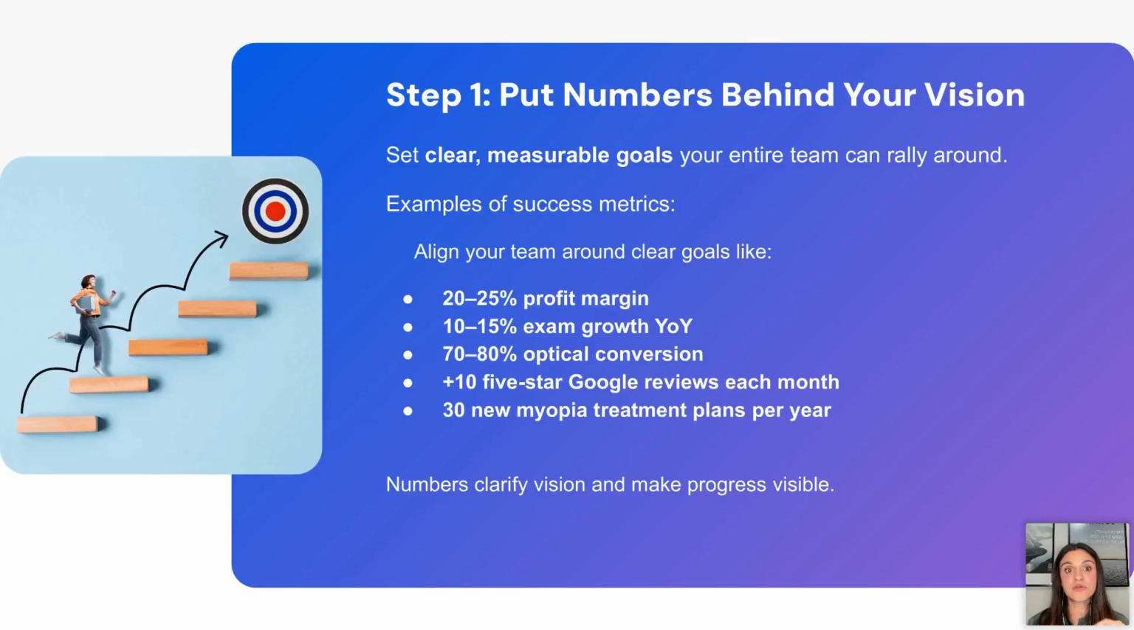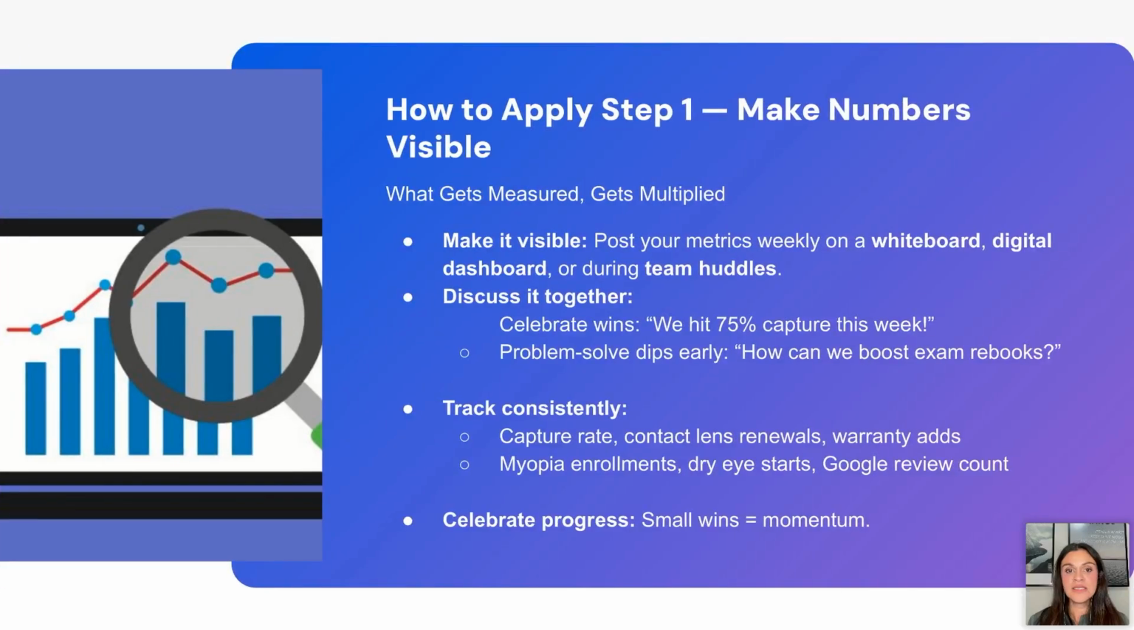Figure out what those numbers mean in your practice. If you're not too sure, you can backdate and count what you've done in your previous year and add a plus 10% or add a plus 5%. Think of a number that you feel comfortable with. So how are you going to apply to make those numbers visible?